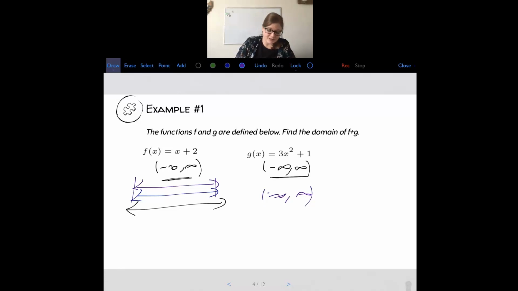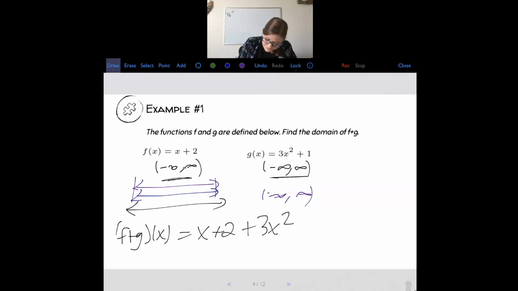If you want to see what this looks like when we add these two functions together, we take f, which is x plus 2, plus g of x, which is 3x squared plus 1. And if we simplify, we get 3x squared plus x plus 3.